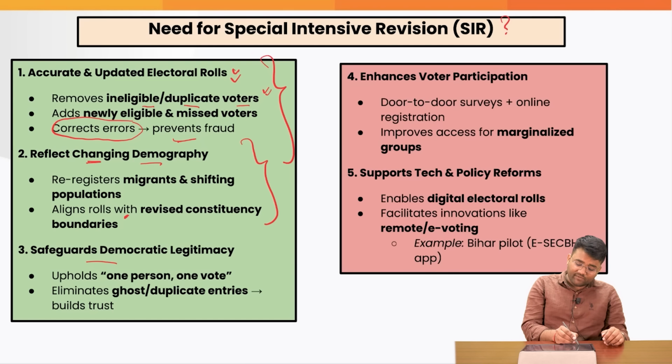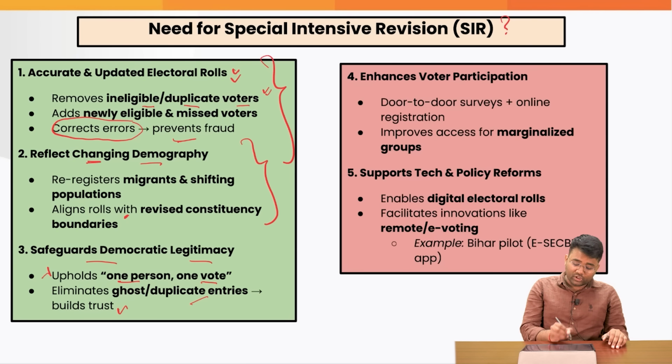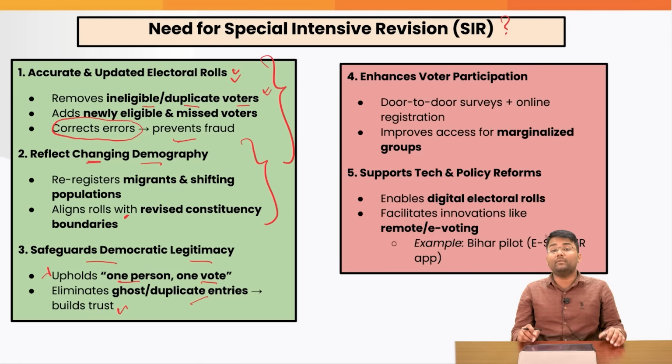Also, it helps in safeguarding the democratic legitimacy. For example, it upholds the idea that there is one person, one vote. Every person will be able to cast their vote only once. If there are multiple or duplicate entries, that person might cast their vote multiple times. Also, it eliminates the ghost or duplicate entries, and that helps in building trust.